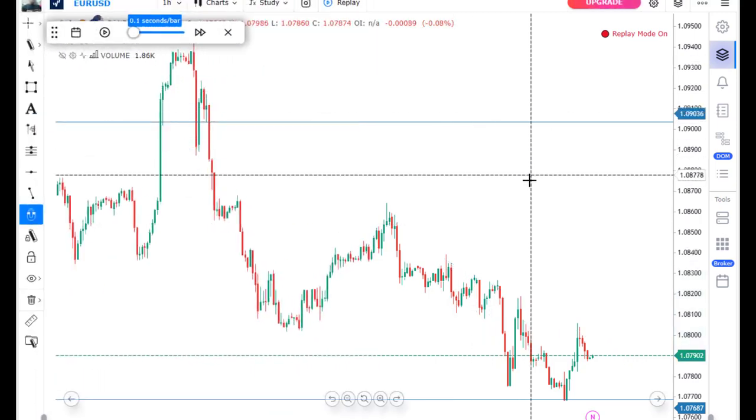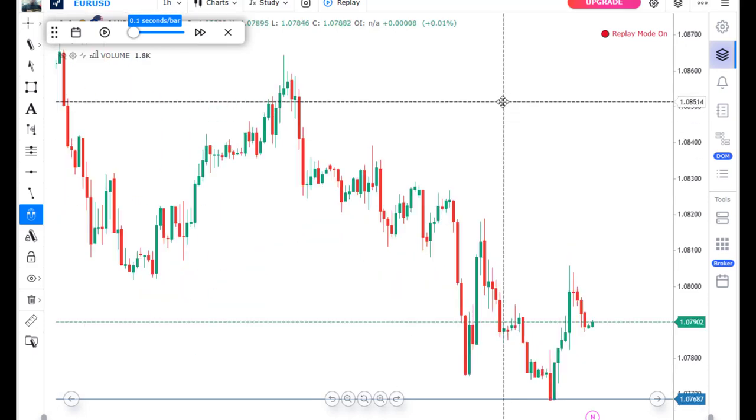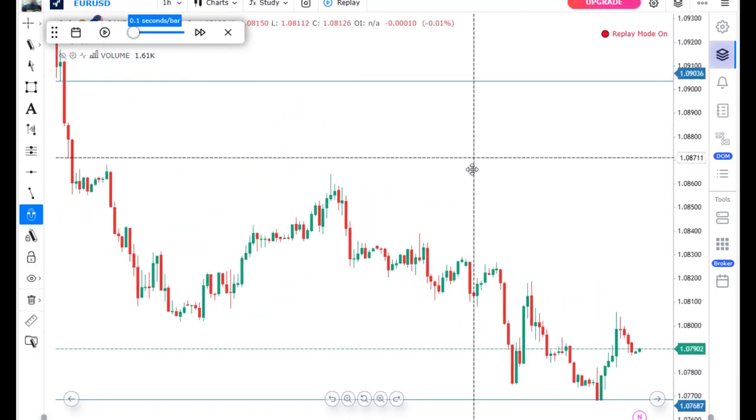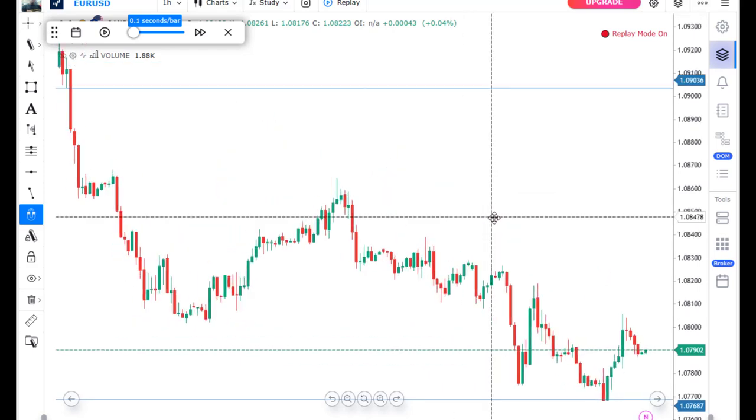So this is Euro US dollar, guys. This is one of the most traded currency pairs, in fact, the most traded currency pair. I want to establish this trendline. I want to show you guys how I will draw a trendline in this market situation. So we have a downtrending market.